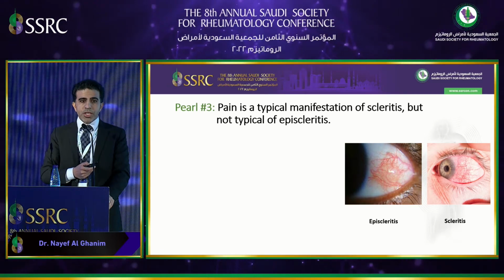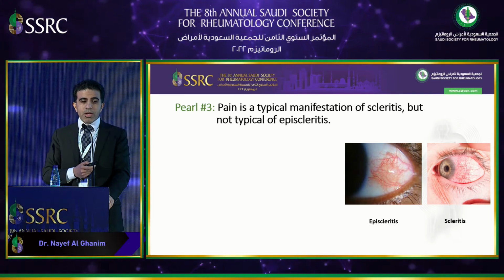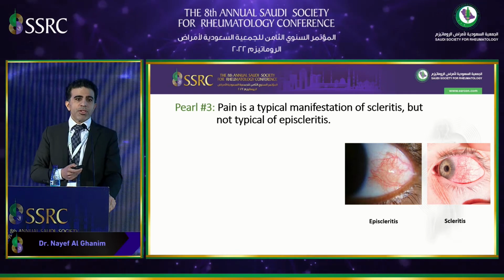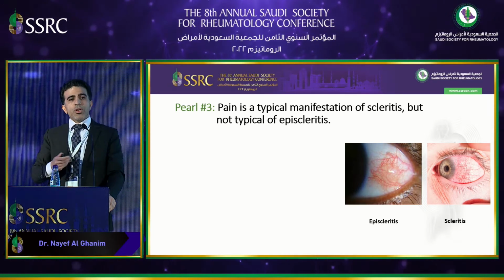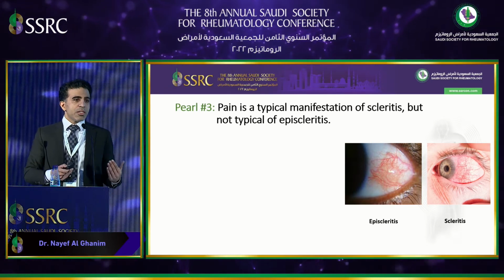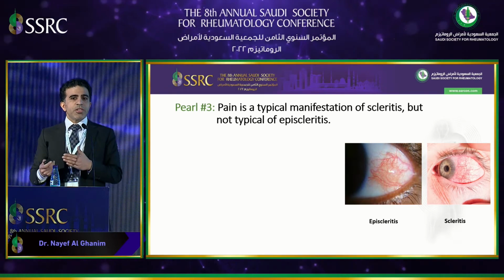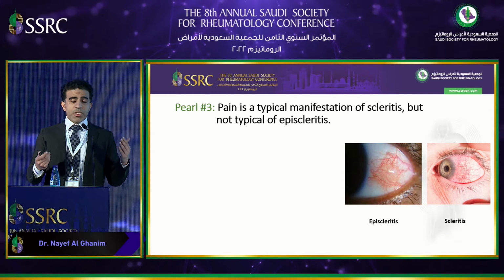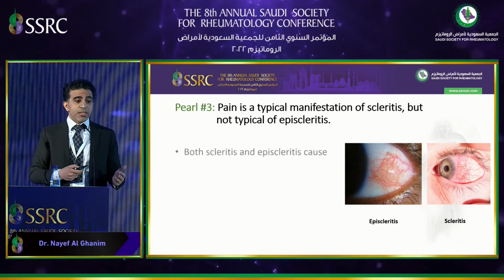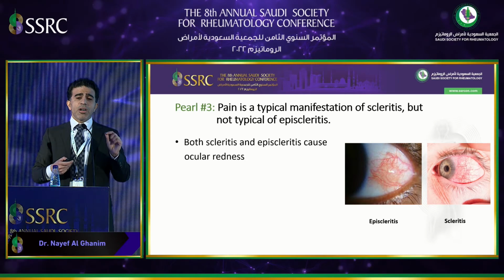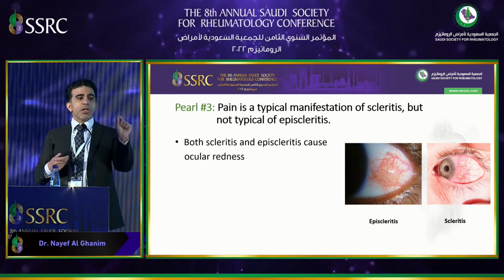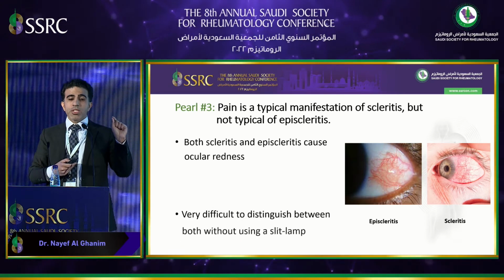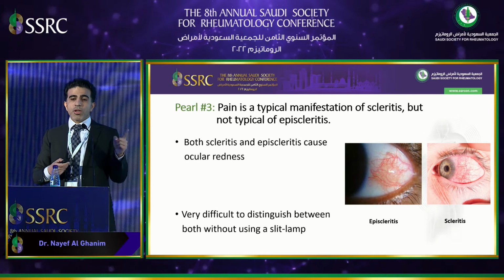Pain is a typical manifestation of scleritis, but not typical for episcleritis. I'm sure that most of you have had patients who have red eyes and the patient has RA, and then you ask yourself, is this serious or not? So ask the patient if he has pain or not. If he has pain, this is scleritis. If he doesn't have pain, it's most probably episcleritis or conjunctivitis. And it's very hard for us to differentiate between episcleritis and scleritis by just looking at the eyes. Even ophthalmologists usually use a slit lamp examination to know if this is scleritis or episcleritis.